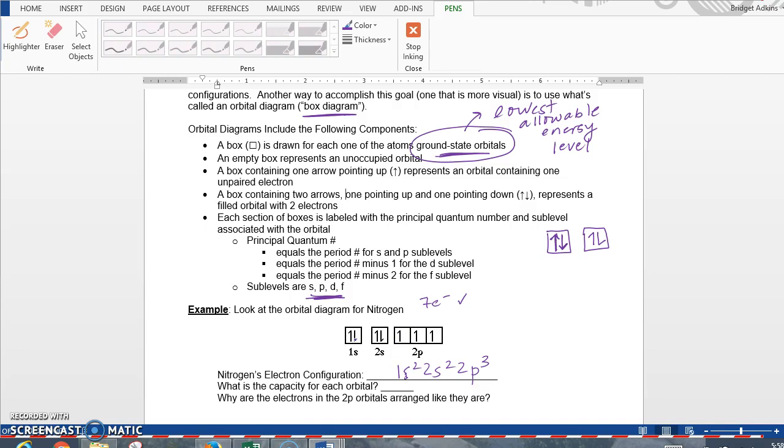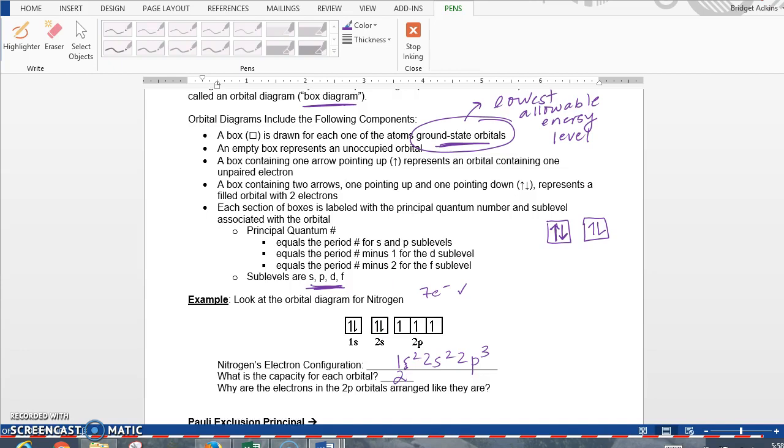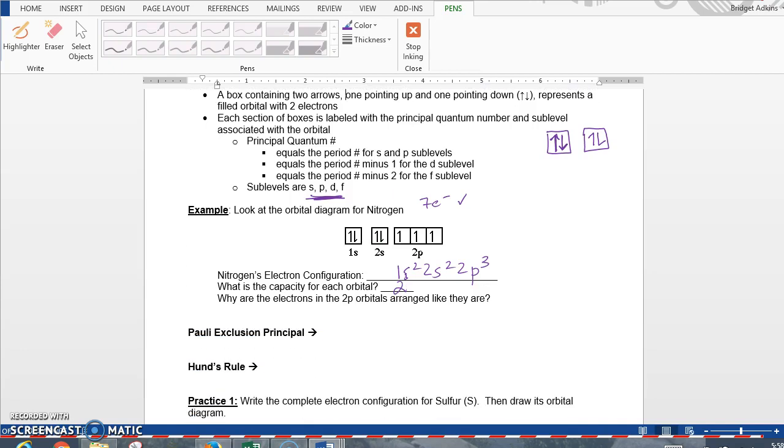All right, so looking at the picture, the capacity for each orbital, the max is 2 electrons, so each one can hold 2. And why are the electrons in the 2p orbitals arranged like they are? Well, the answer is electrons repel one another, and so they will not pair up until they are forced to do so. So we have 2 principles that go along with these orbital diagrams, and I will tell you that these are commonly switched and missed on the unit test, so try to come up with some sort of mnemonic or memory clue to help you keep them straight.